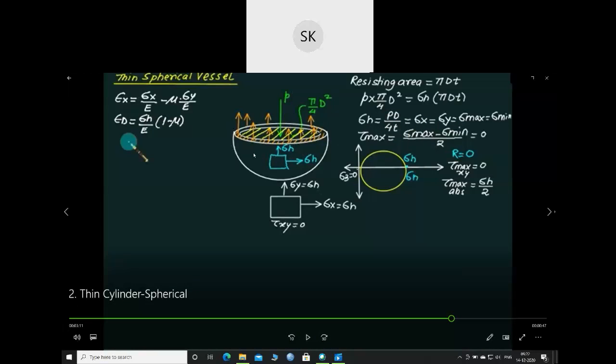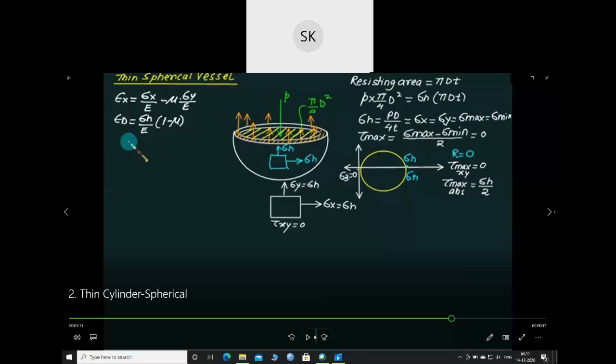So for your thin spherical vessel, your hoop stress and longitudinal stress are the same. There will be no shear stress in this spherical vessel. So just remember that in a spherical vessel, your hoop stress will be equal to the longitudinal stress and your shear stress will be 0. Your maximum stress will be PD by 4t and your shear stress will be 0. They have shown this in comparison with the Mohr circle. That is not necessary, but you should know what the formula for the spherical section is.